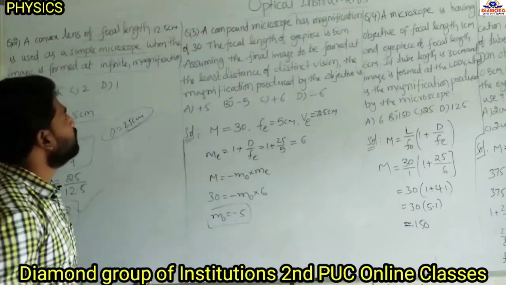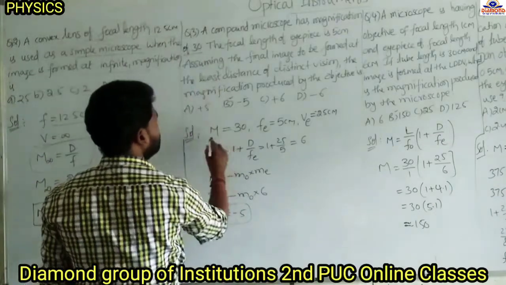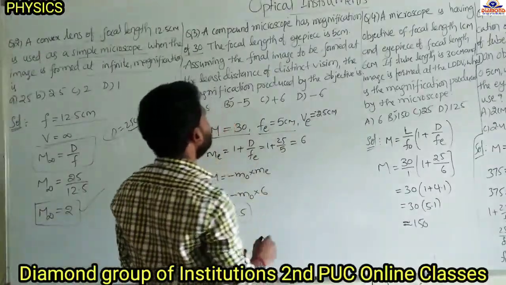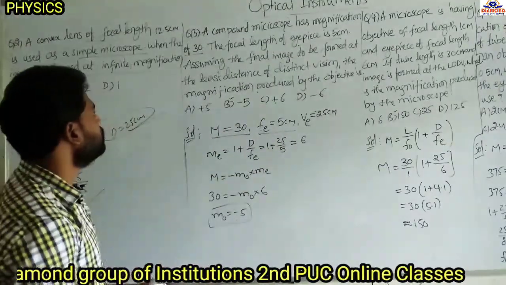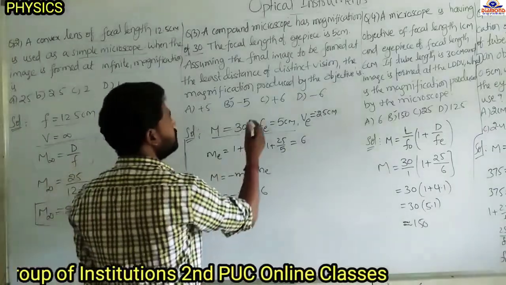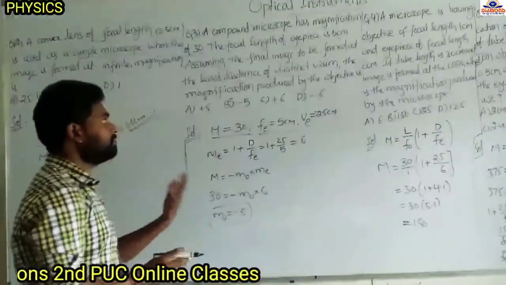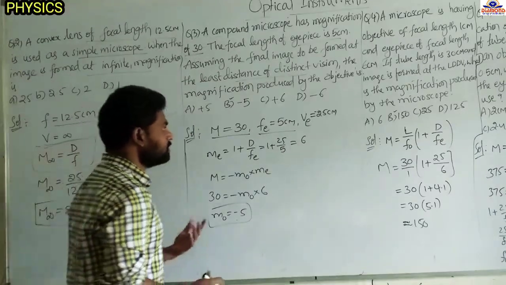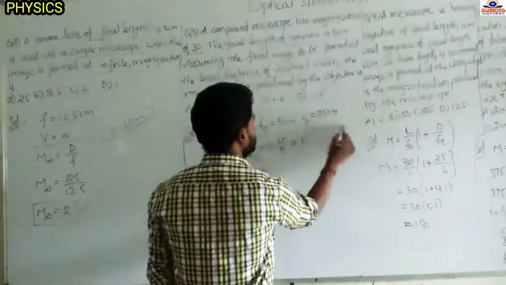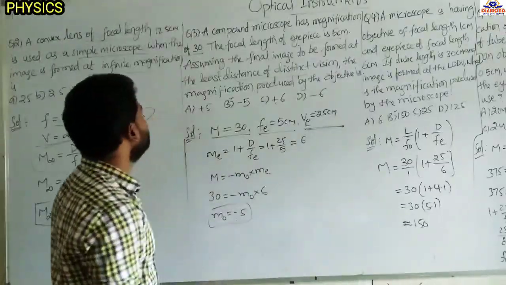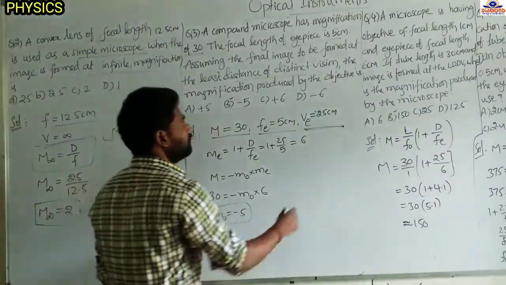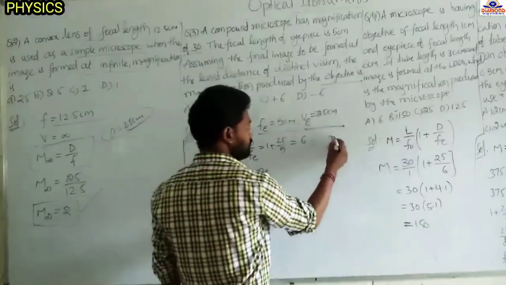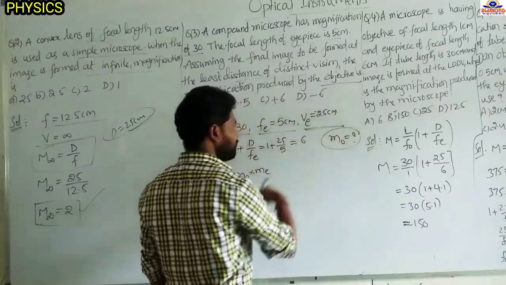A compound microscope has magnification 30. The focal length of the eyepiece is 5 centimeter. Assuming the final image to be formed at the least distance of distinct vision, that means the distance of the image from the eyepiece is 25 centimeters. What is the magnification produced by the objective lens? We have to find the objective lens magnification M O.